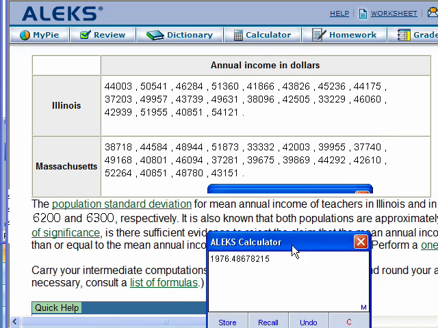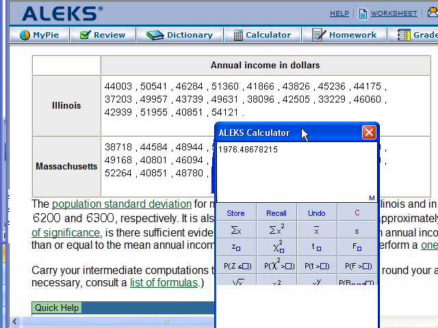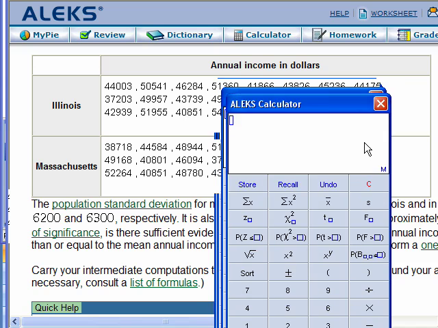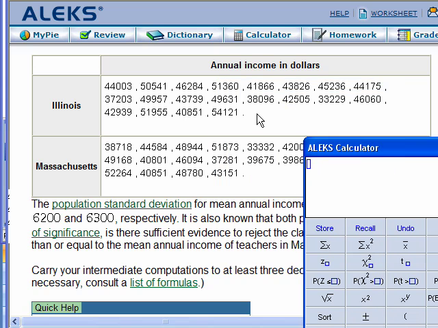It says to carry my intermediate computation to at least 3 decimal places. So let's go ahead and write this down. The spread is equal to 1976.487 if you round to 3 places. Okay, so now let's go ahead and find the mean for these two, because I need those two.